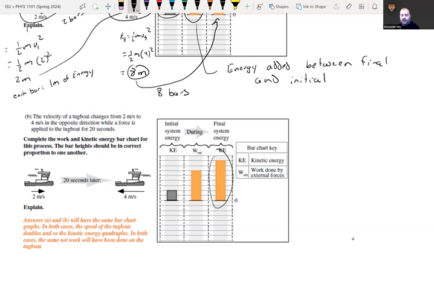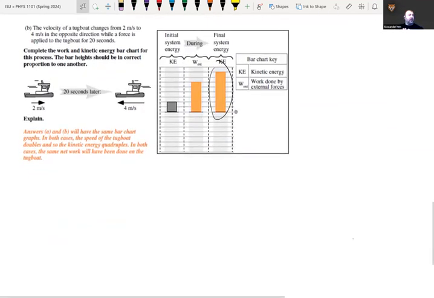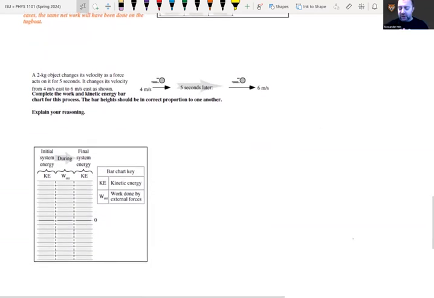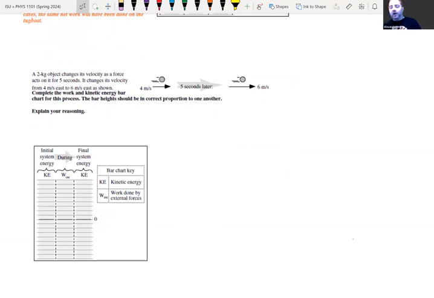All right, I'm going to put up another one and give this one a shot. See if you can, I'd encourage you to pause this and see if you can do this on your own.